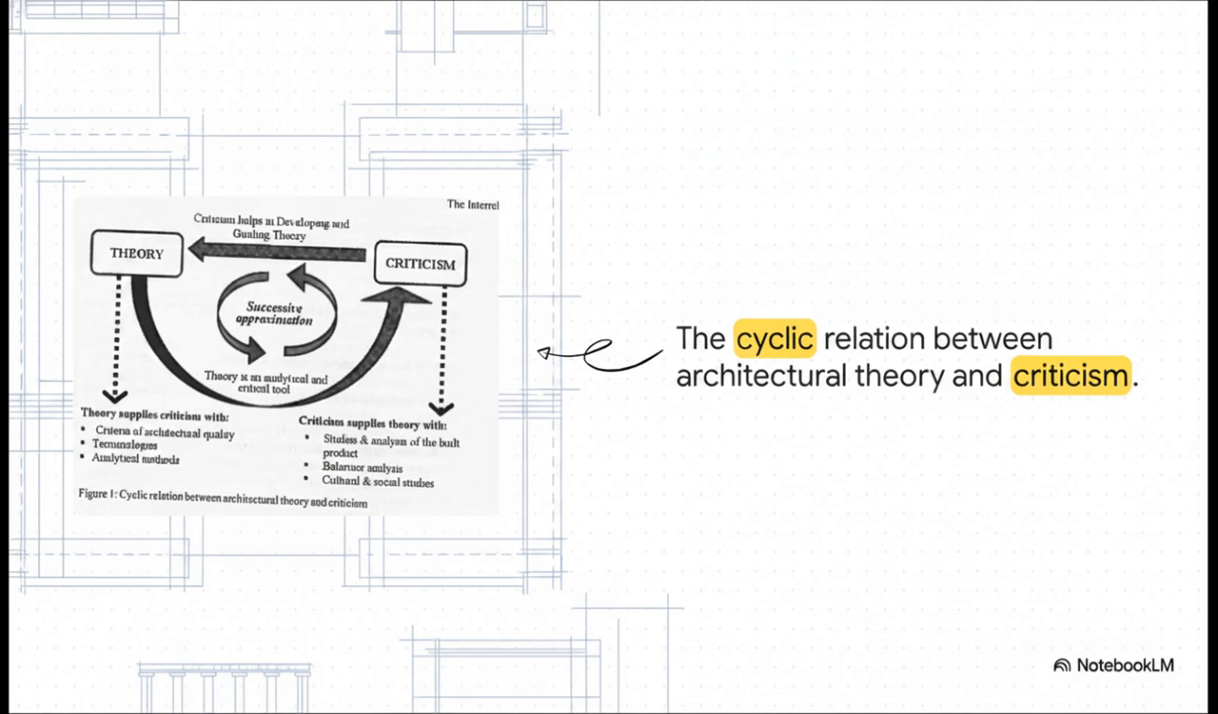Objective criticism is literally impossible without theory, because theory provides the normative tools, the criteria of architectural quality, and the terminology that the critic uses as a foundation. But the relationship definitely goes both ways. By conducting behavioral, cultural, and structural studies of built products, criticism brings awareness to what architectural theory needs to address and refine next. They just constantly feed each other in this incredible cycle.